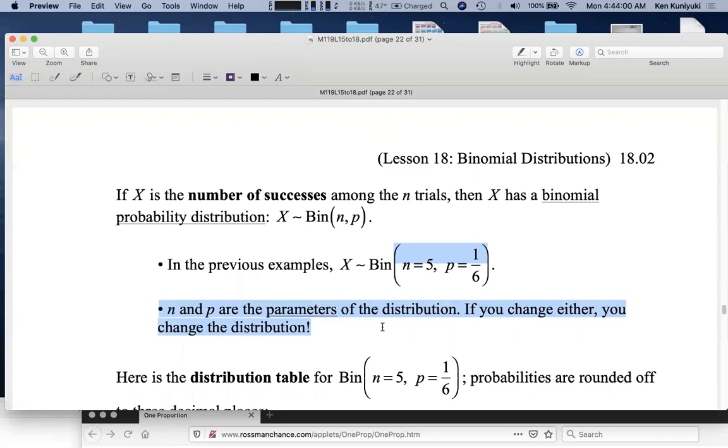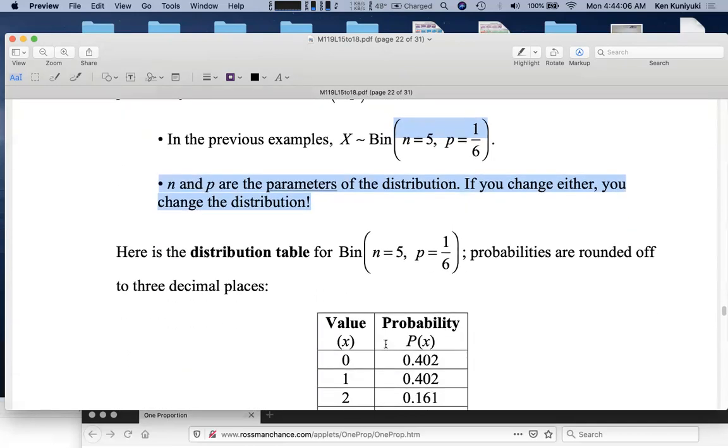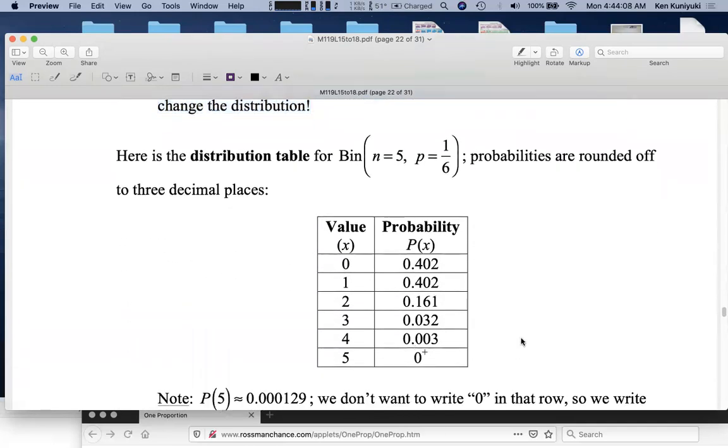If you change the number of dice, if you change the probability of a 4, then that changes the distribution. It turns out that the distribution table for this binomial distribution is this. Of course, we can get between 0 and 5 fours among the 5 dice. The probability of getting no fours is about 40%. Coincidentally, the probability of getting 1 four among the 5 dice is the same, about 40%. The probability of getting all fours on the 5 dice is almost 0.